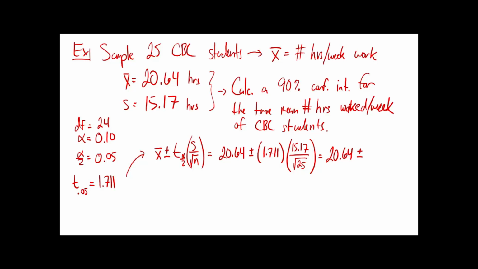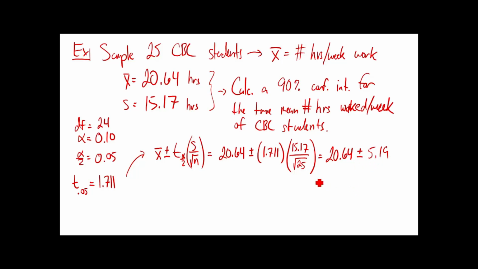Seems like it should be a little bigger than that to me. Seems like it should be closer to maybe 5 or 6. But I could be wrong. Because you just do the 1.711 times the 15.17, and then divide by root 25. I got 5.19. So our best guess is 20.64, but our margin of error is like 5 hours. That's because we took a small-ish sample and it was pretty highly variable.